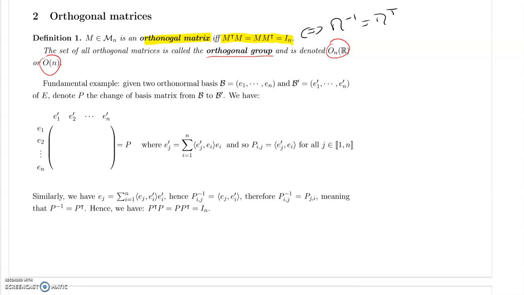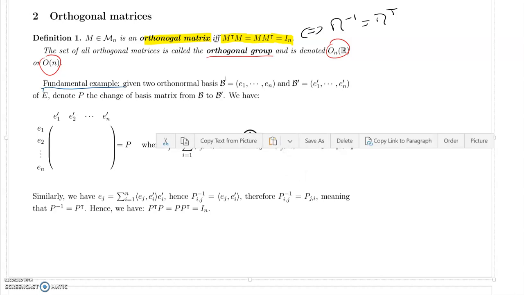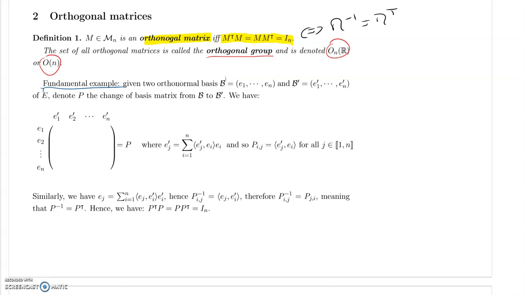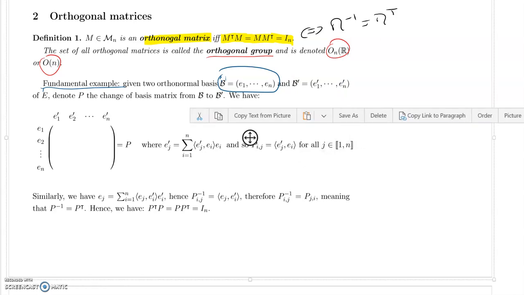Next, let's give a very fundamental example. That's really the fundamental example. All orthogonal matrices can actually be expressed as this example. So we have two orthonormal bases: the first one, B, with e1 up to en, and a second one, B prime, with e1 prime up to en prime.